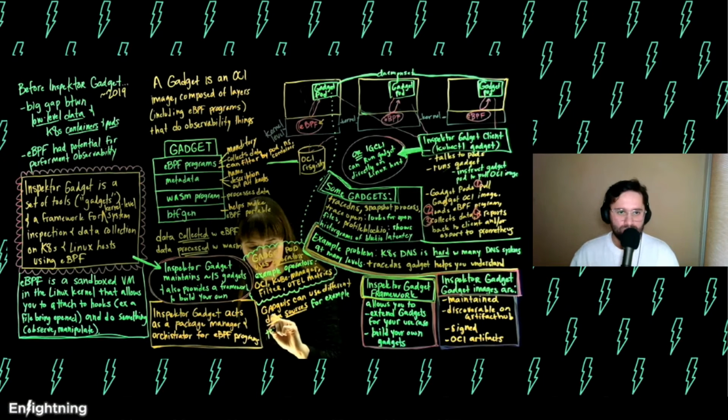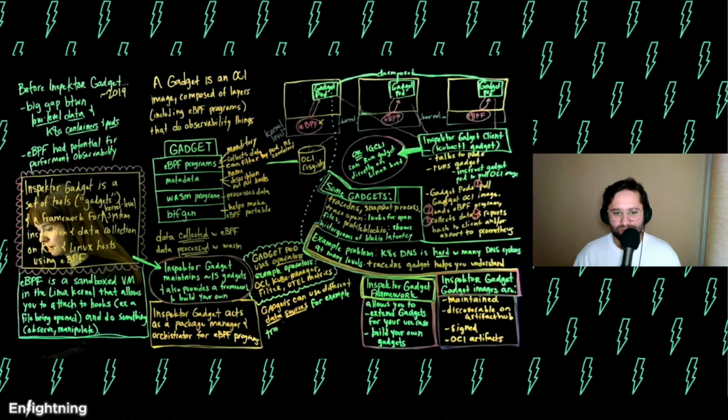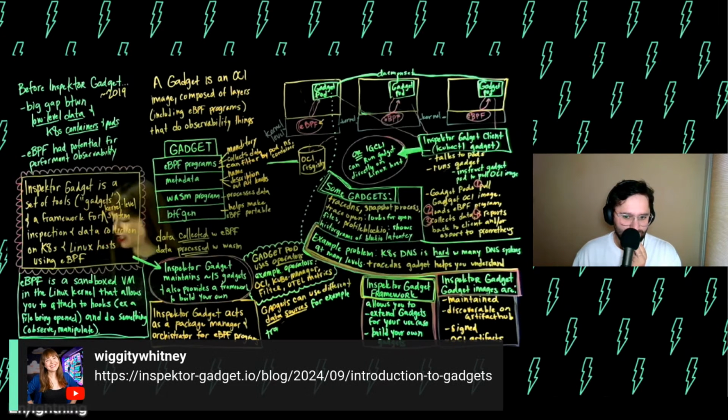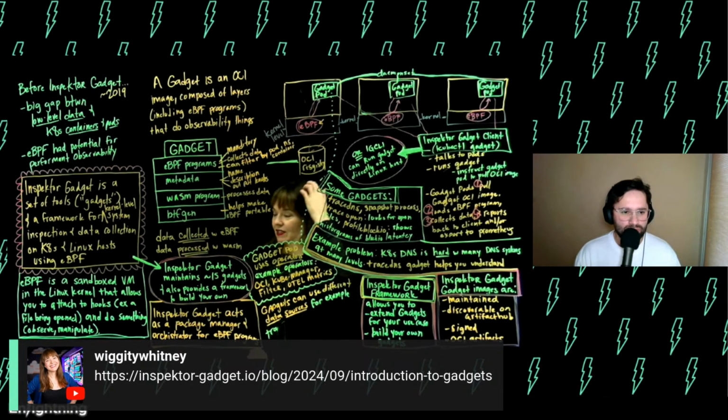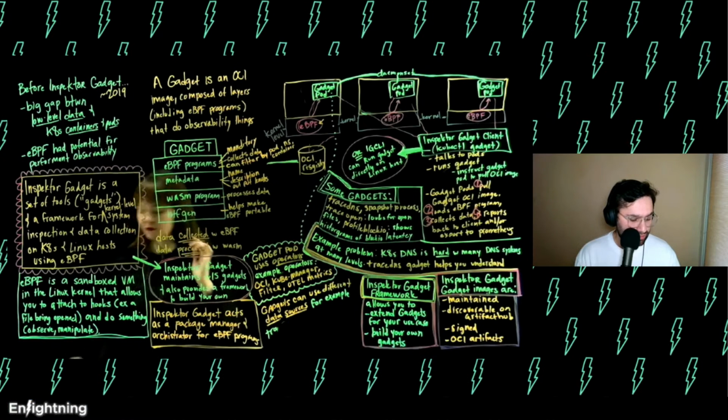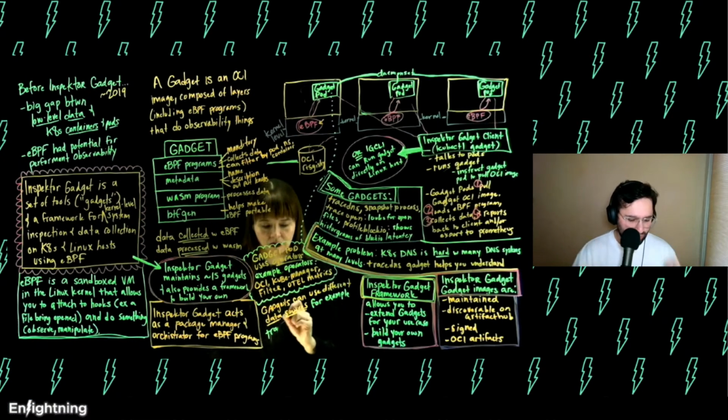For example, tracer gadget. I think we have a great overview of this in the blog post we published, so I'll just put it in the chat. This introduction to gadgets blog post will help you understand that different gadgets use different data sources. Maybe we don't want to dive into the different types of data sources.